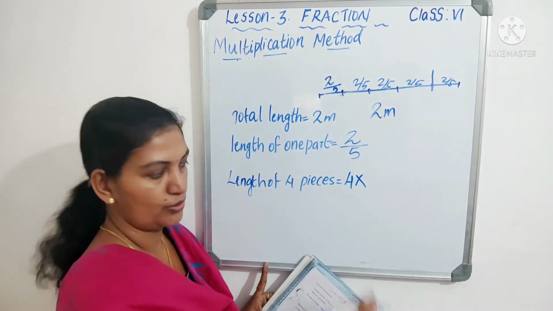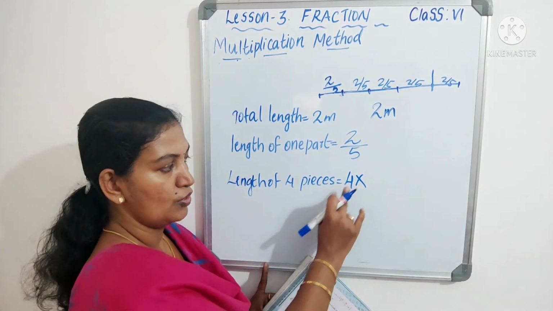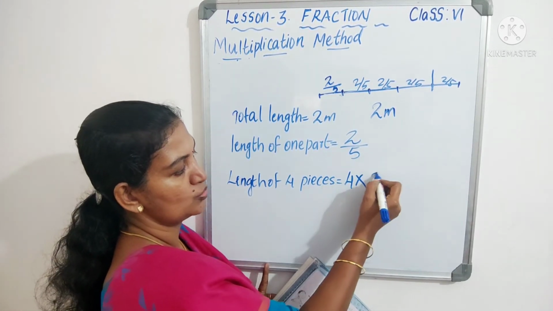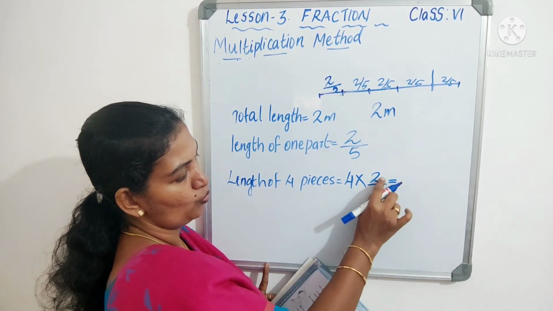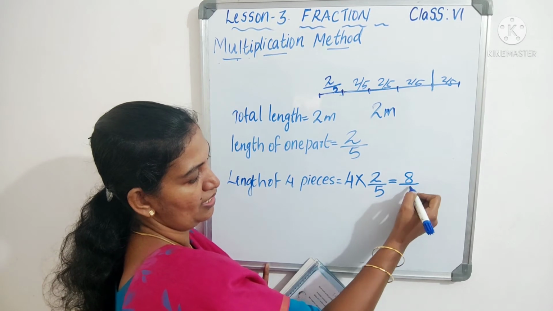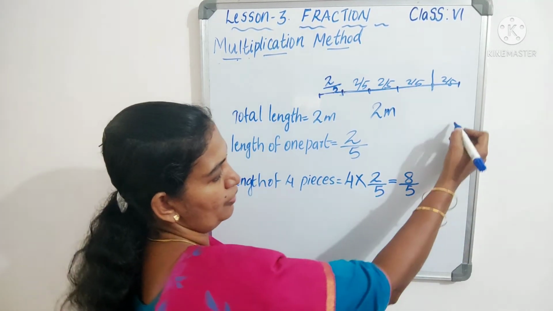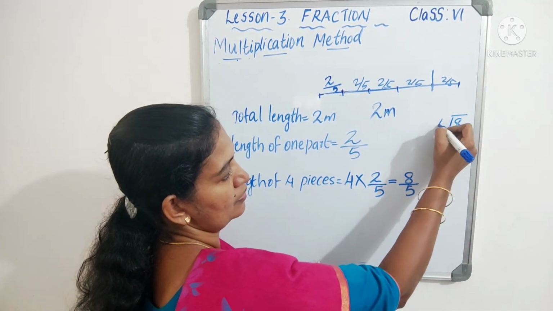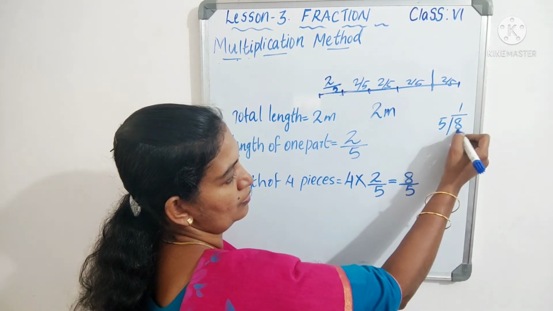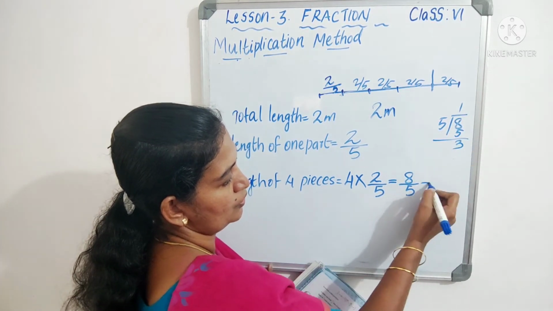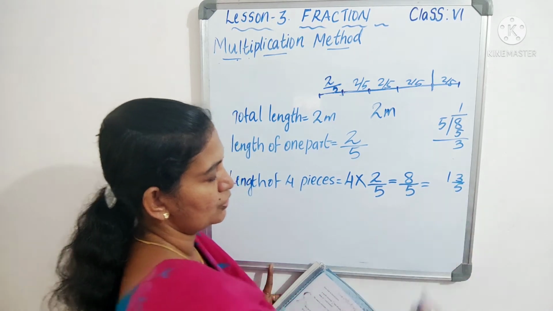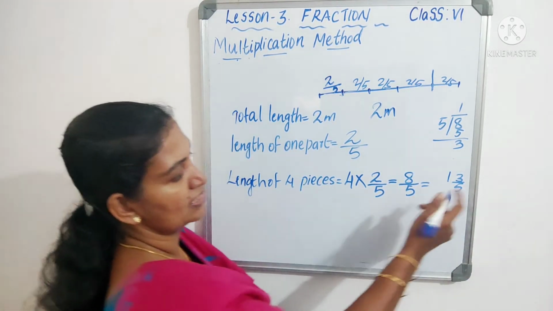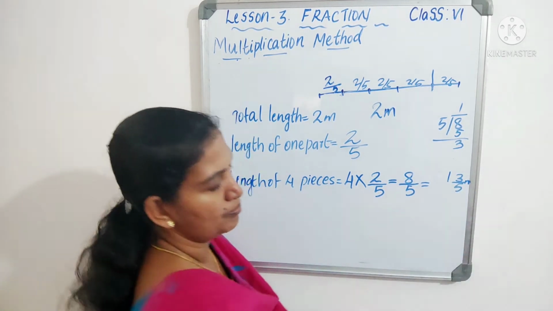That is 4 into the length of 1 piece, which is 2 by 5. So 4 into 2 by 5 is equal to 4 2s are 8, and 5, so 8 by 5. We can write 8 by 5 as 1 3 by 5. So the length of 4 pieces is 1 3 by 5 meters.